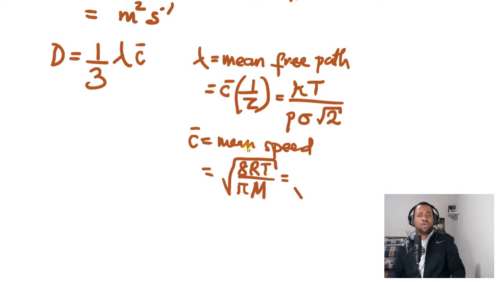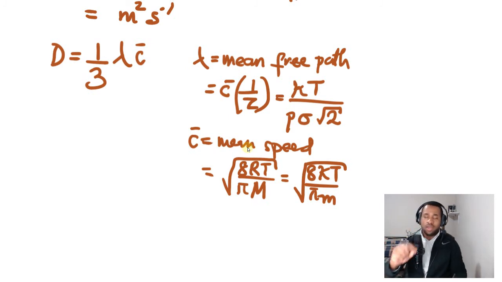And this is also equal to the square root of 8 multiplied by our K, Boltzmann constant, multiplied by our temperature, divided by the square root of the mass of that one particle. So these two relationships are key to be able to determine the diffusion constant, which is represented as D. If you're given a question that gives you the temperature, pressure, and the cross section of that particle, you can determine the diffusion constant of that specific particle at that specific temperature and pressure.